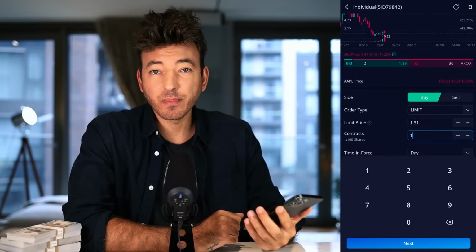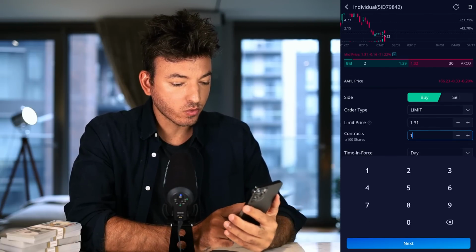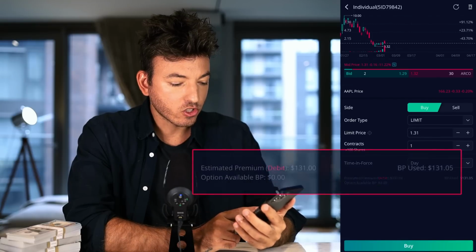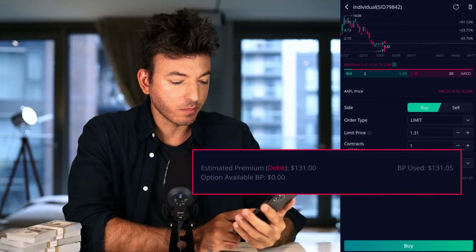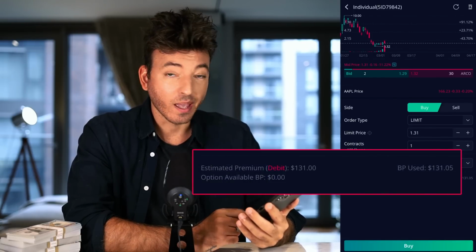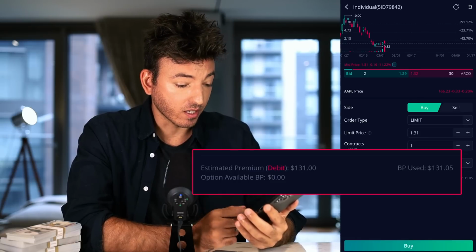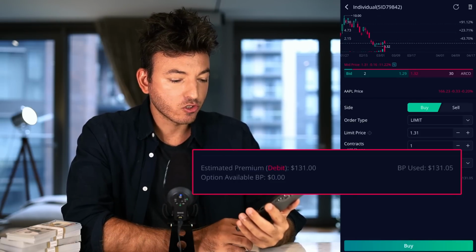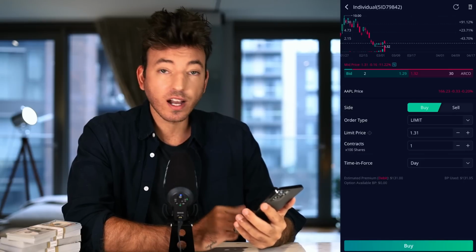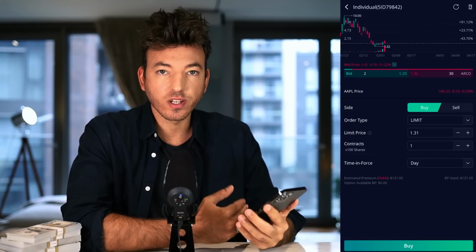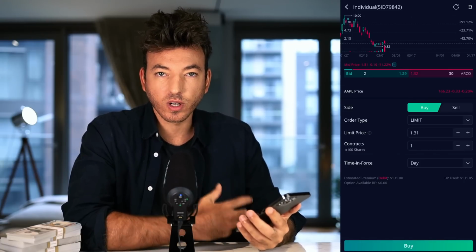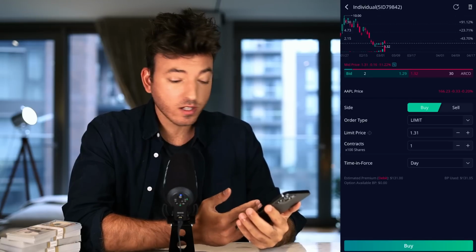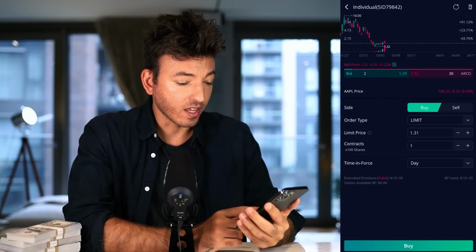We have contracts. How many contracts do we want? So let's say we just want one contract. Then it's going to show here on the bottom, estimated premium. This is a debit. So I am paying out when I'm purchasing a call option. It's debiting my account. So I'm paying $131. Remember, it's the one contract times 100 shares of the company, right? Because one contract controls 100 shares. So I'm going to make sure that all of that is okay.